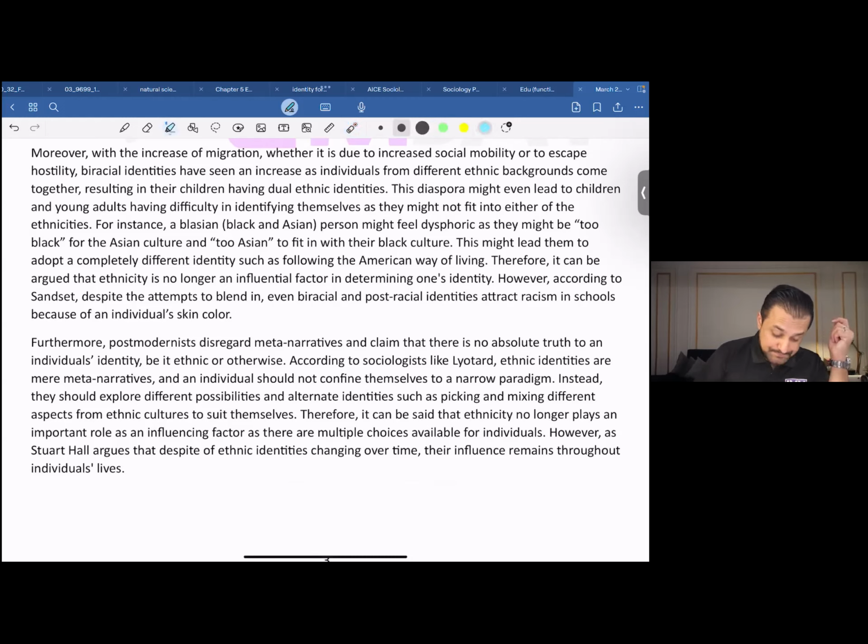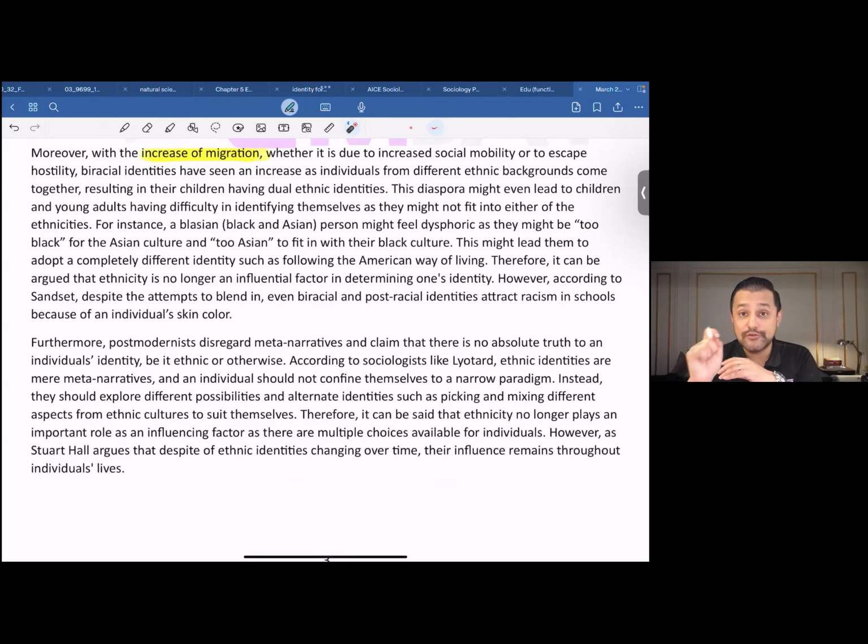So moving on. Moreover, the third point, with the increase of migration, right? You've seen there's been a lot of migration in the last 10, 15 years. So moreover, with increase of migration, whether it is due to increased social mobility or to escape hostility, biracial identities have seen an increase, with individuals from different ethnic backgrounds coming together, resulting in the children having dual ethnic identities. Again, a sentence that is longer than it should have been, but I'd walk you through this.